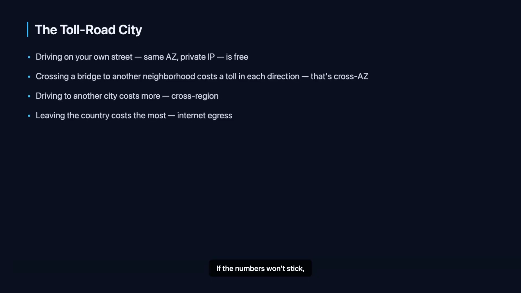If the numbers won't stick, picture Amazon Web Services as a city with toll roads. Driving on your own street, same AZ, private IP, costs nothing. Crossing a bridge into another neighborhood charges a toll in each direction, and that's exactly how Cross-AZ works. Driving all the way to another city costs more still. That's cross-region. And leaving the country entirely is the most expensive trip of all. That's internet egress. Same idea every time. The farther the boundary, the higher the meter.